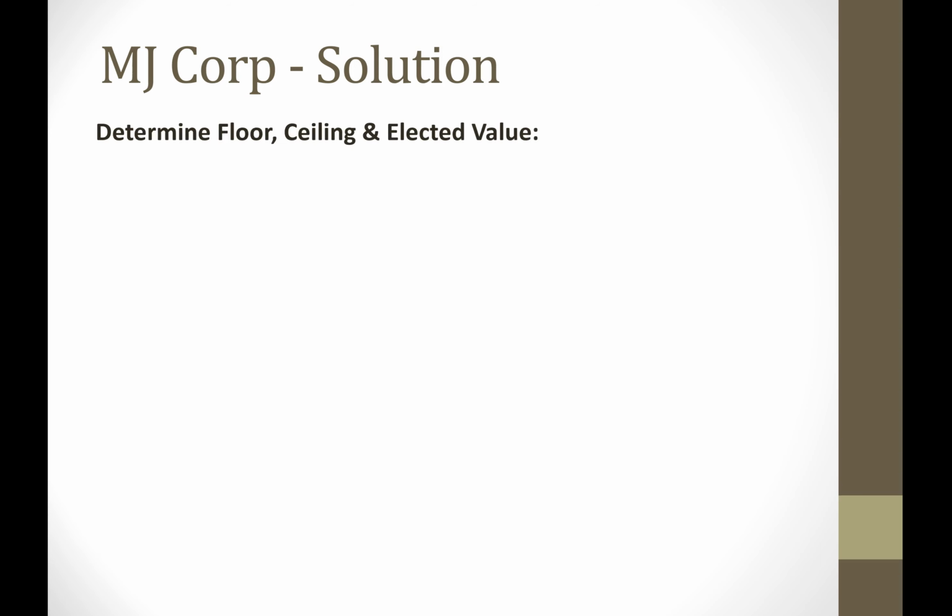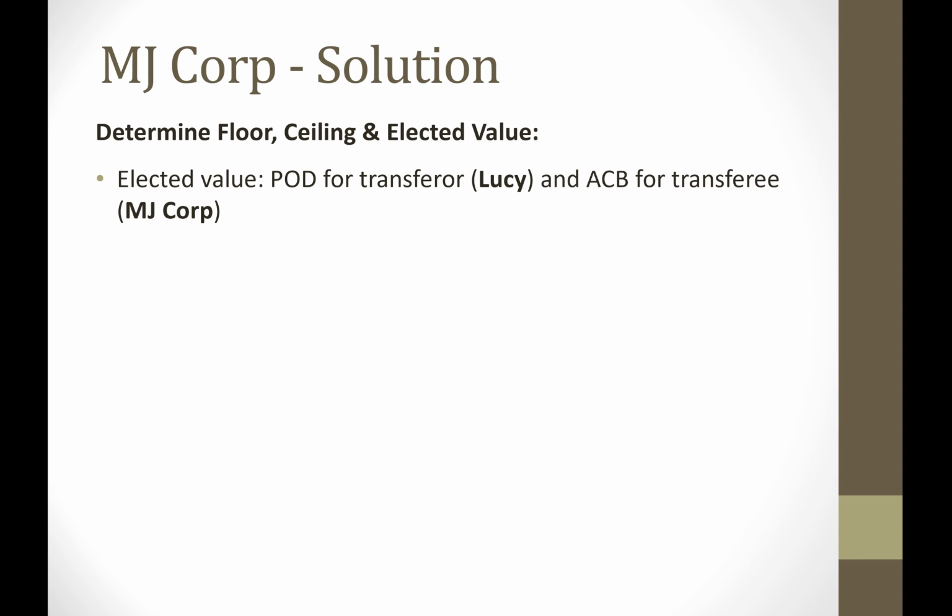In this first question, we're asked to determine the floor, the ceiling, and the elected value by Lucy. Now, remember, Lucy is the transferor. She is taking an asset from her sole proprietorship business and going to transfer it to this corporation, MJ Corp, of which she will be the shareholder. And so the elected value is important because Lucy's going to use that as her proceeds of disposition, and MJ Corp will use that as the adjusted cost base of the asset that they're acquiring.